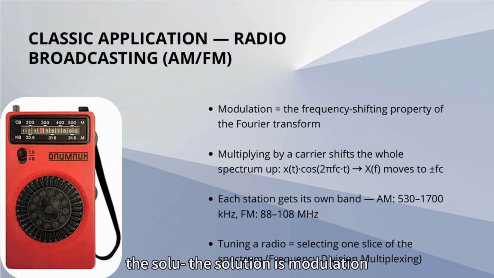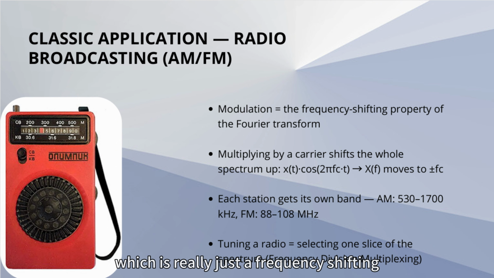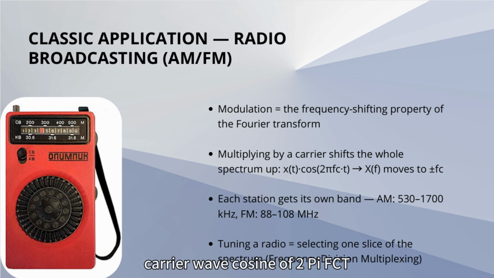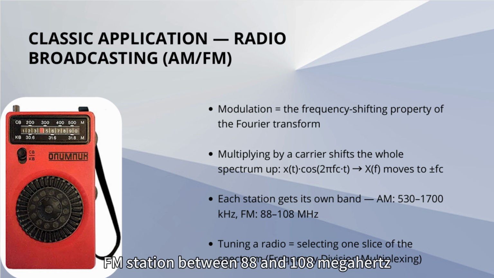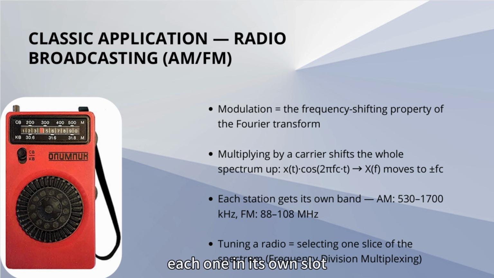The solution is modulation, which is really just the frequency shifting property of the Fourier transform. When you multiply a signal by a carrier wave, cosine of 2 pi f_c t, you shift its entire spectrum up to the carrier frequency. So an AM station sits between 530 and 1700 kHz, an FM station between 88 and 108 MHz, each one in its own slot. That's frequency division multiplexing. And when you tune your radio, you are literally picking one slice of the frequency spectrum to listen to.